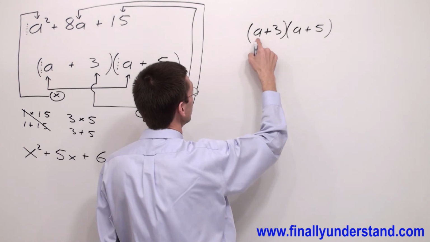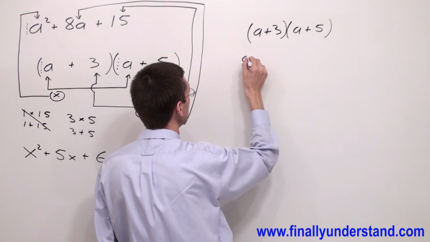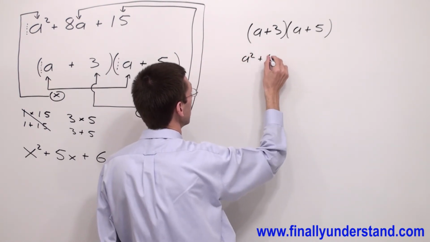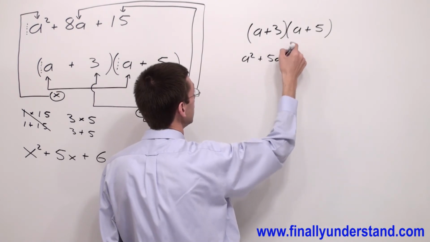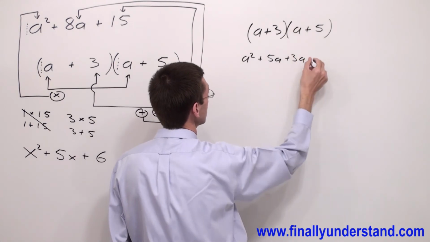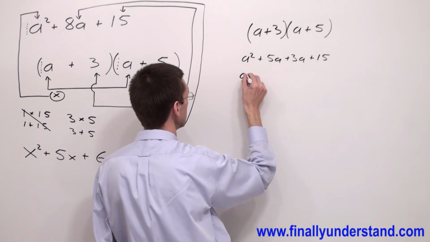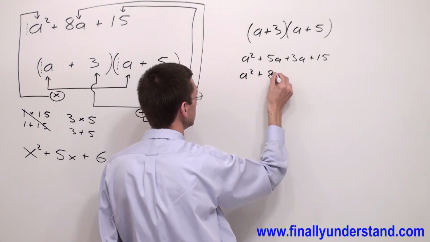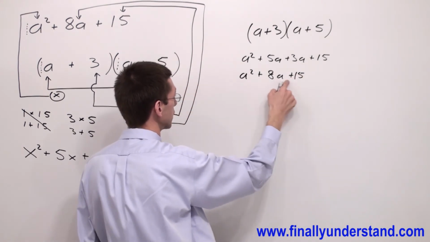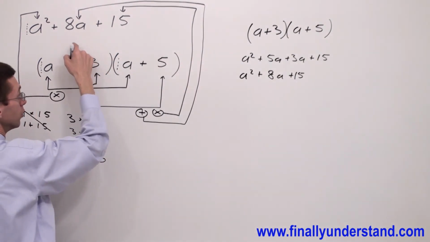If you want to verify your answer, you're supposed to just use the FOIL method and simply multiply every single term from the first parenthesis by the second. A times a gives me a squared. A times 5 gives me 5a. 3 times a gives me 3a. 3 times 5 gives me 15. If you combine the like terms, you'll get a squared plus 8a plus 15. So take a look. This expression is exactly this expression. So this is the solution to my problem.